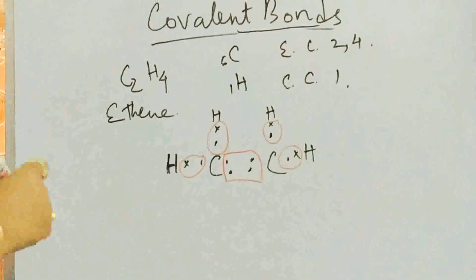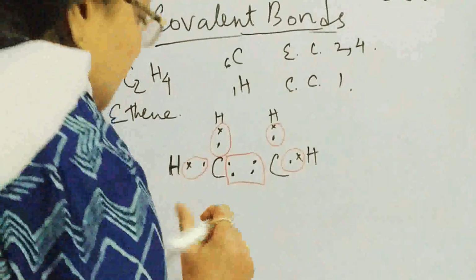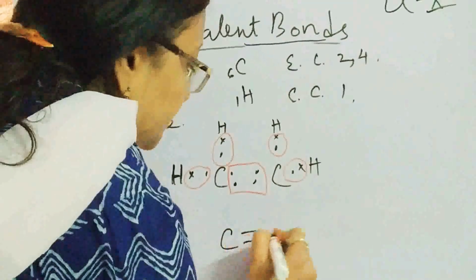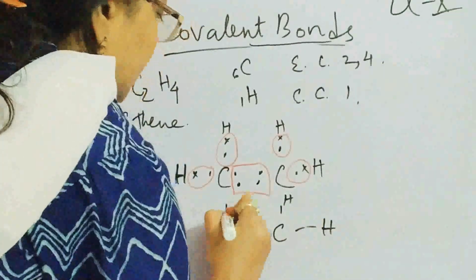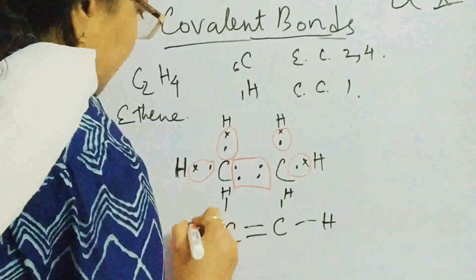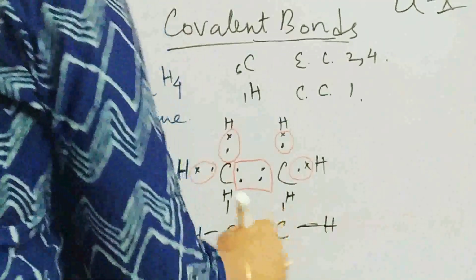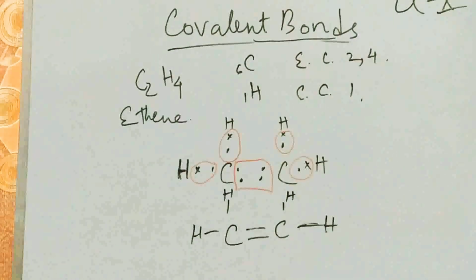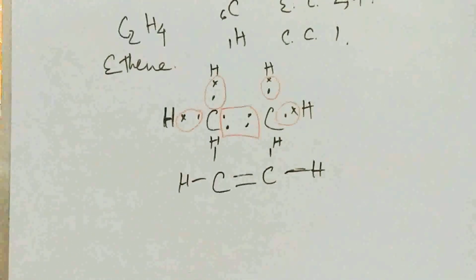So what is the compound? How is the compound written, showing the bonds like this: C double bond C, with hydrogen, hydrogen, hydrogen and hydrogen here. All are single covalent bonds, but between the two carbon atoms we are getting a double covalent bond. This is ethene.